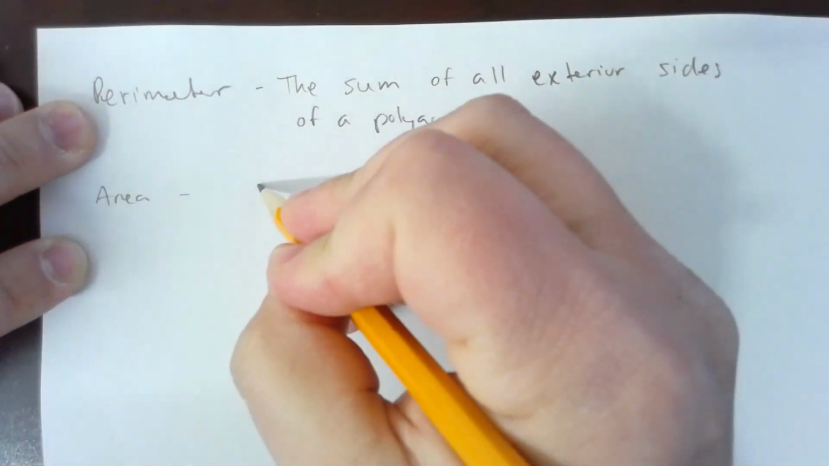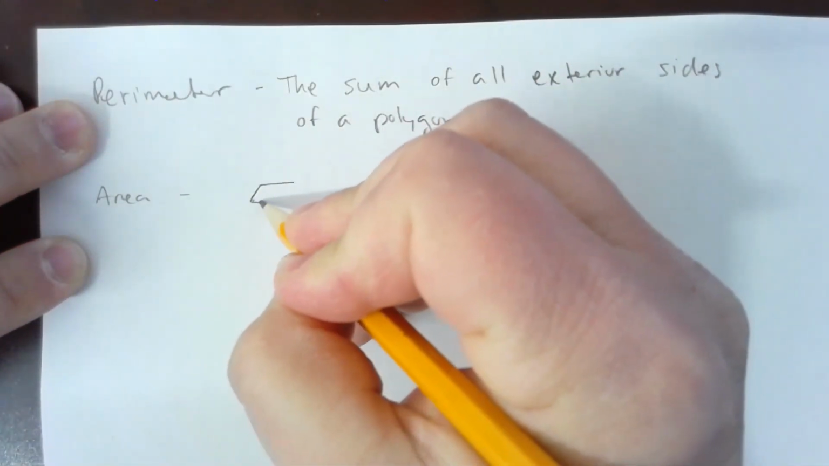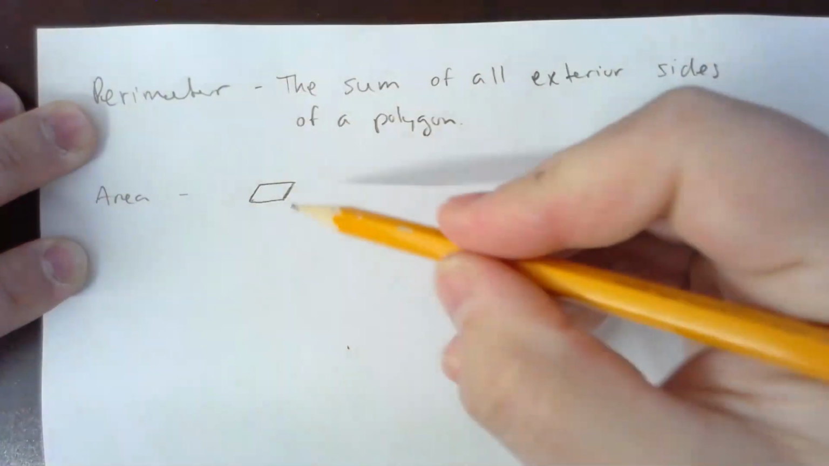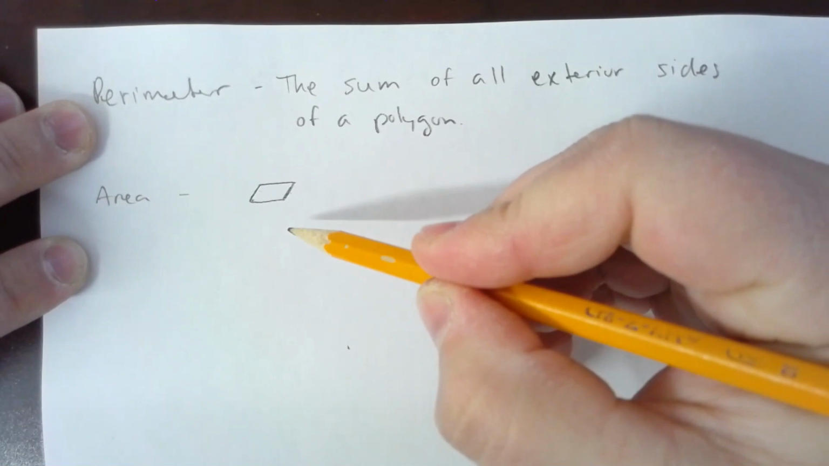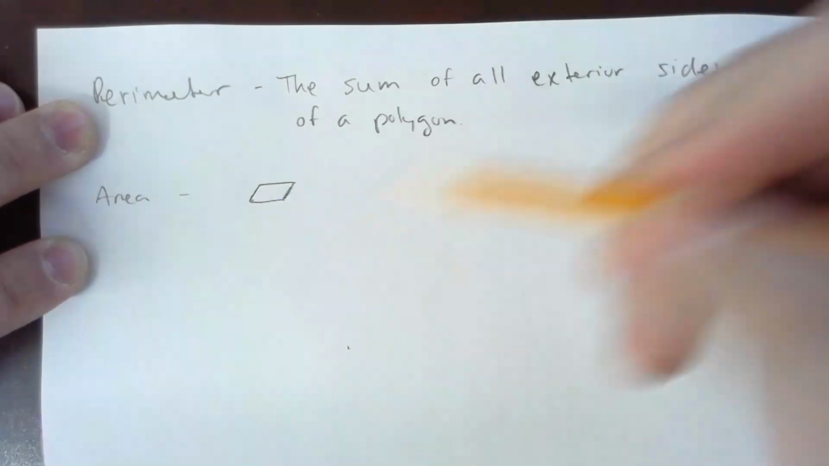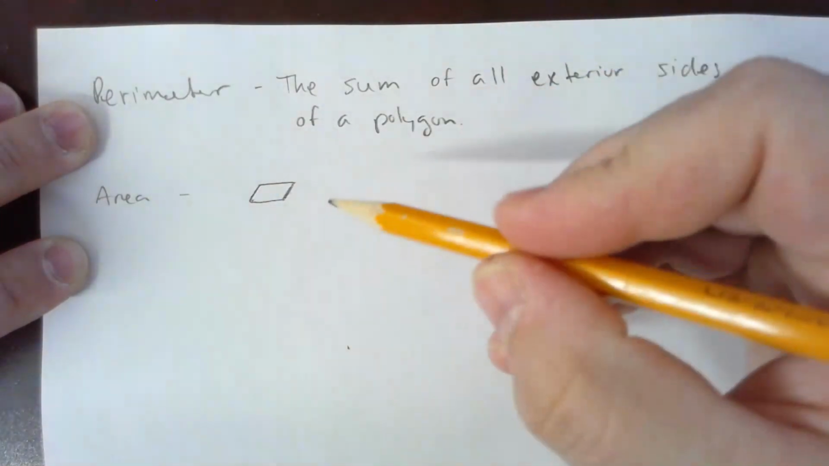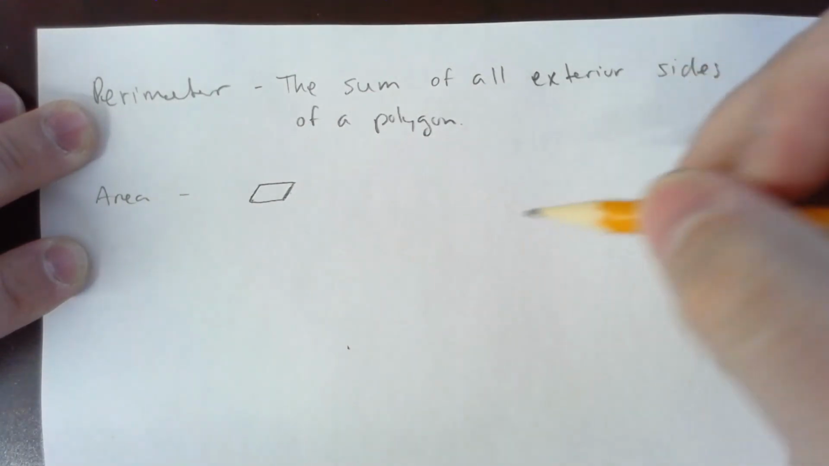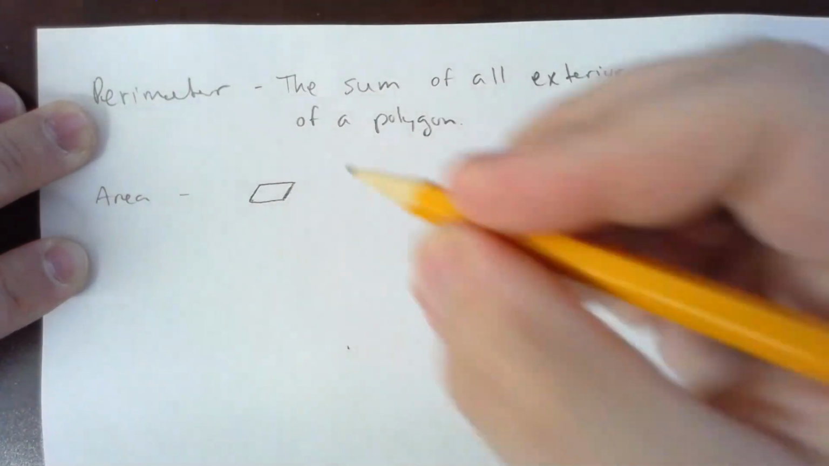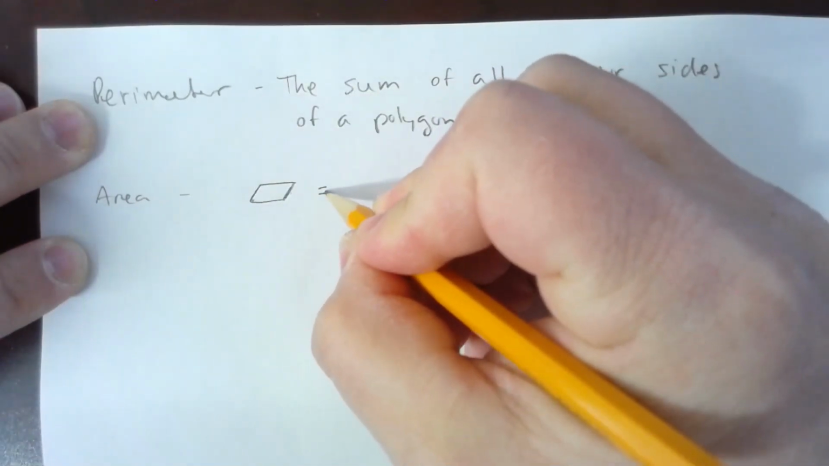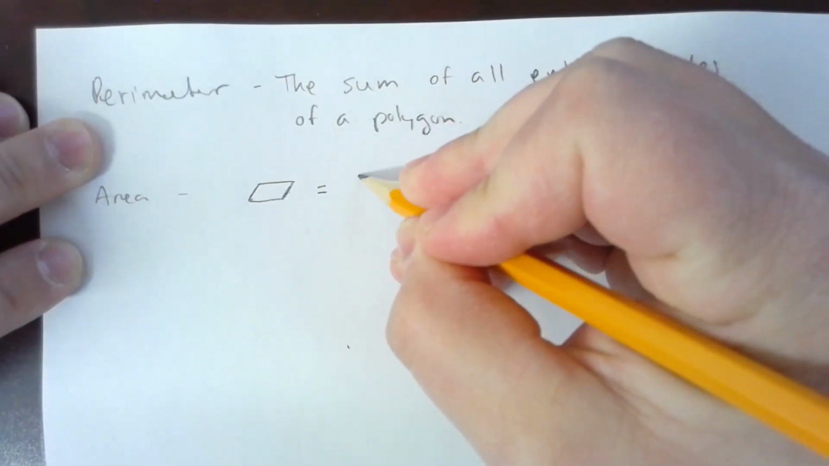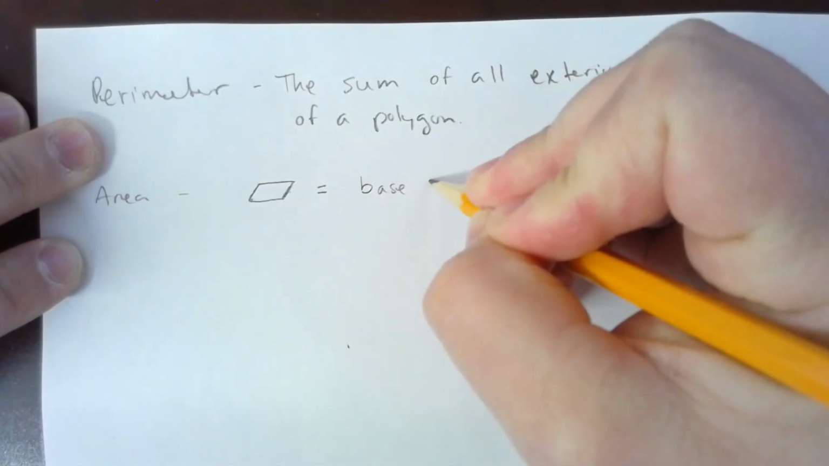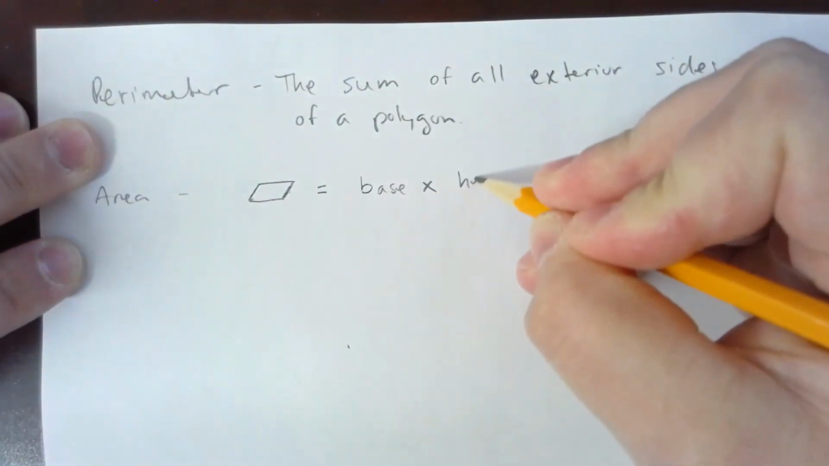Parallelograms, so these shapes, here's kind of their universal symbol of how they look. Parallelograms, opposite sides are parallel to each other, opposite angles are also congruent to each other. We've talked about that earlier this year. But the area formula for a parallelogram is just the base times the height.